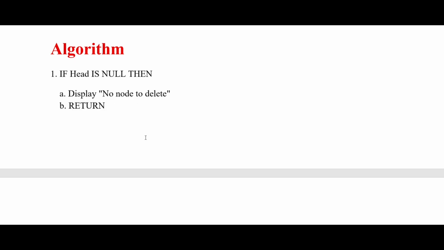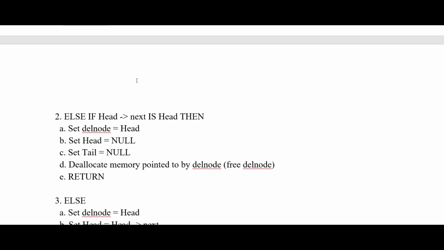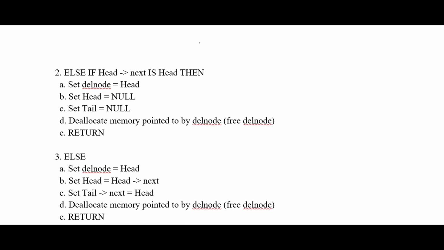Now it is available. Now let us see the algorithm. Here I only explained the main concept. If the head is null, what is the meaning? No node to delete, it will return from the function. Else if it checks head of next is equal to null, that means head of next equal to head. What is the meaning? Only one node present. So what we have to assign: head is equal to del node, and both head and tail will be null, and free del node, and return.